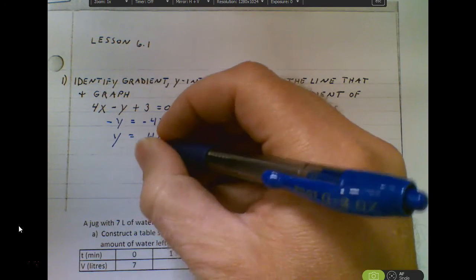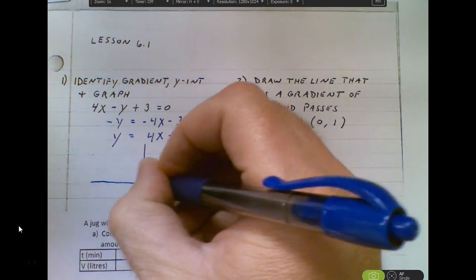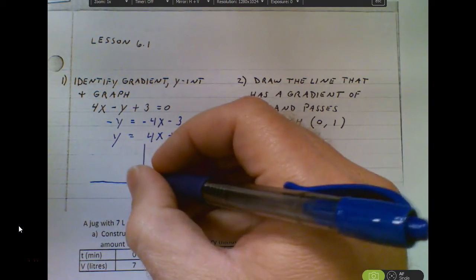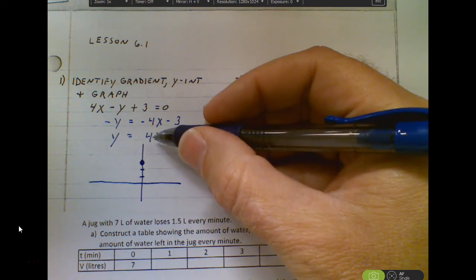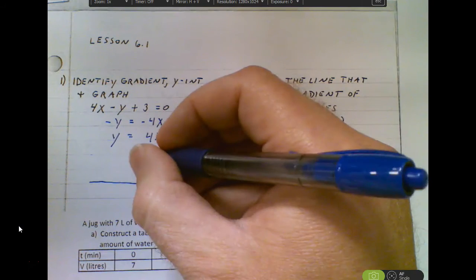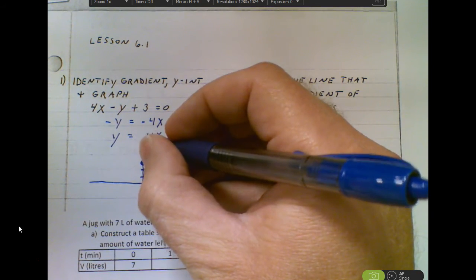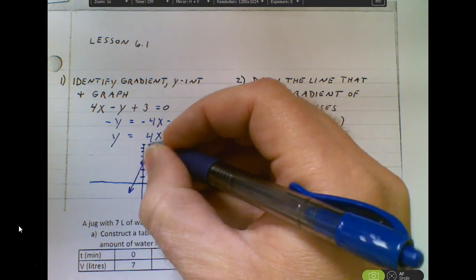And if we were to graph it, again, going back to just the basic idea of slope-intercept, we start with the y-intercept at positive 3. So that would be our first point. And then according to our gradient, this is a 4 over 1, so up 4 over 1. Try to keep this small so that it fits. So something like that, and we'll get our line from those 2 points.